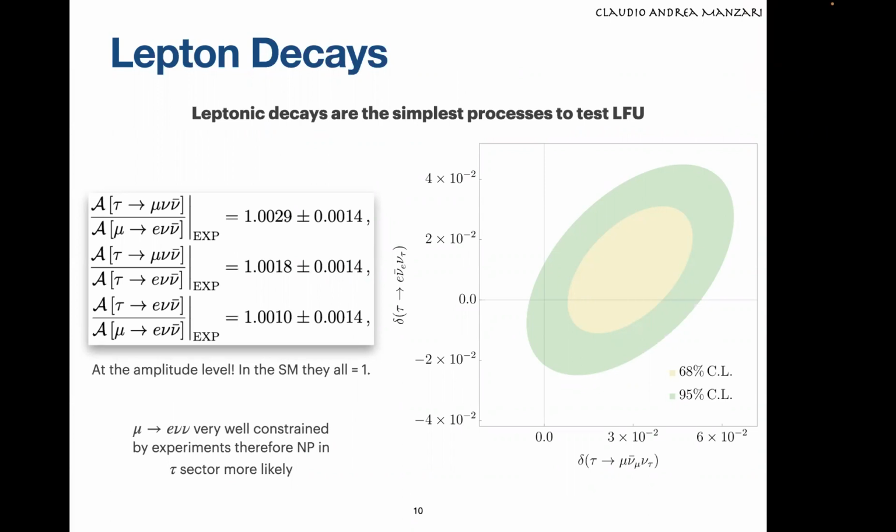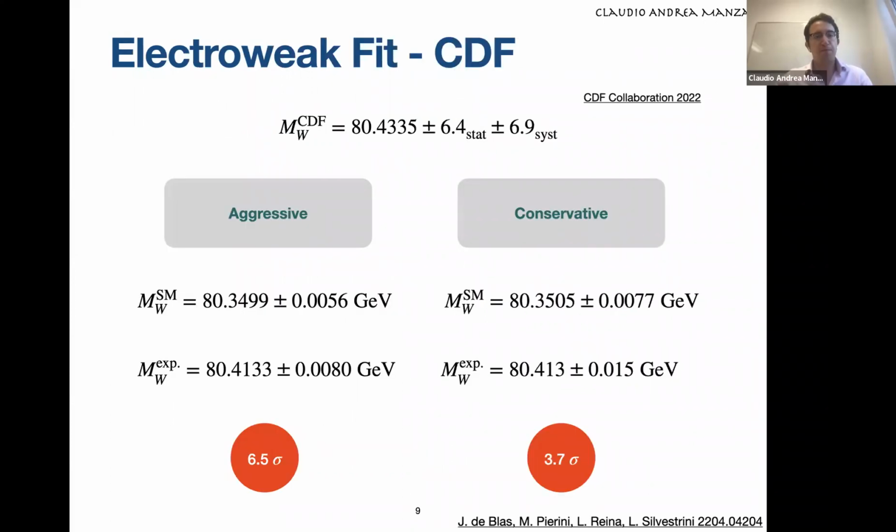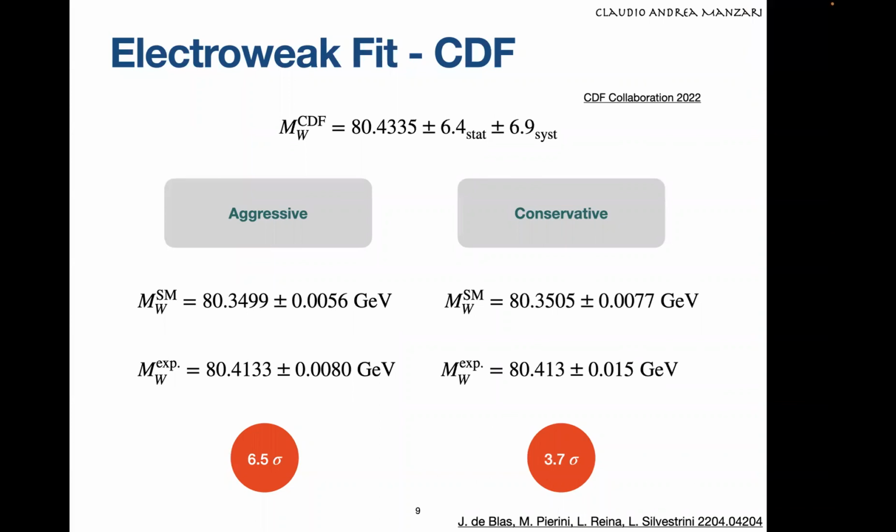Excuse me? And excuse me? Yes, yes. Before you proceed, could you go to the previous slide, please? Yes. So here you show 2 different approaches, aggressive and conservative, and you also have a different prediction for MW, right? For aggressive and conservative. What is the difference for standard model prediction for MW in aggressive and conservative approaches?